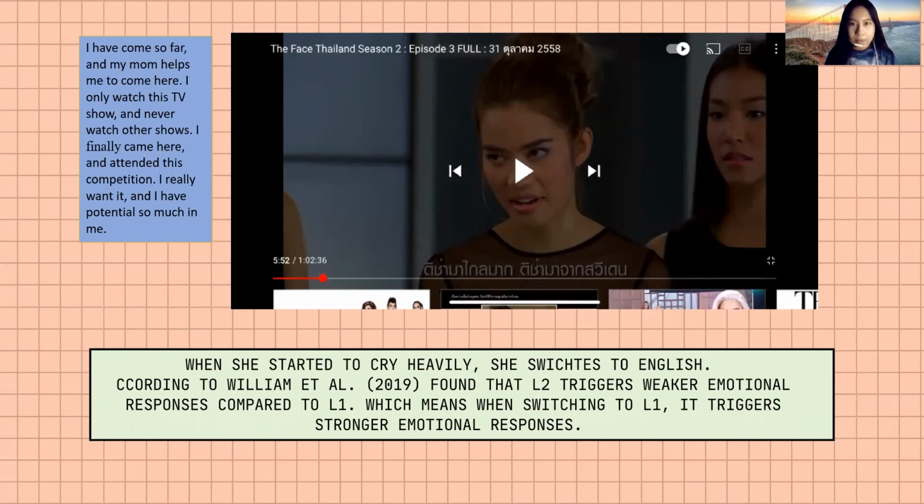However, while using a second language, some people would switch back to their first language or the more familiar language when it comes to being emotional, such as fright, sadness, or intense emotion, because the first language can trigger more emotion than the second language. Here's an example scene from the show in Thailand.